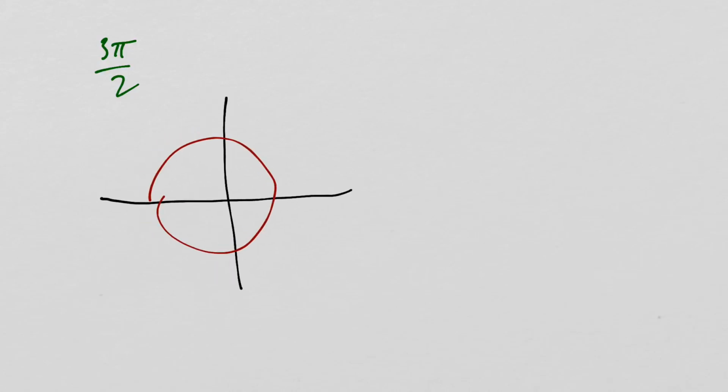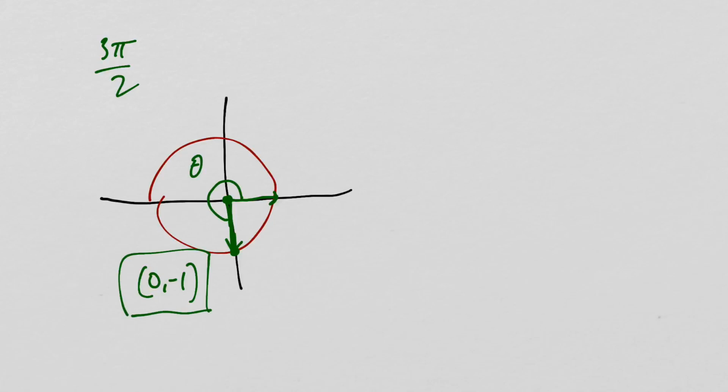Let's look at 3 pi divided by 2. Again, we need to draw our angle. Here is our initial ray. Here is our terminal ray. Our terminal ray intersects our point. And this point here is given by 0, negative 1. Then the terminal point associated to the angle 3 pi divided by 2 is again 0, negative 1.